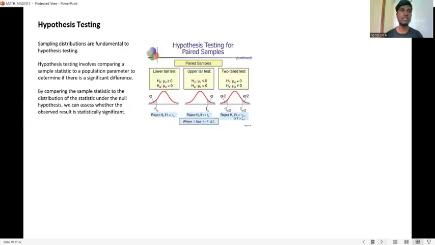Hypothesis testing. Sampling distributions are fundamental to hypothesis testing. Hypothesis testing involves comparing a sample statistic to a population parameter to determine if there is a significant difference. By comparing the sample statistic to the distribution of the statistic under the null hypothesis, we can assess whether the observed result is statistically significant.